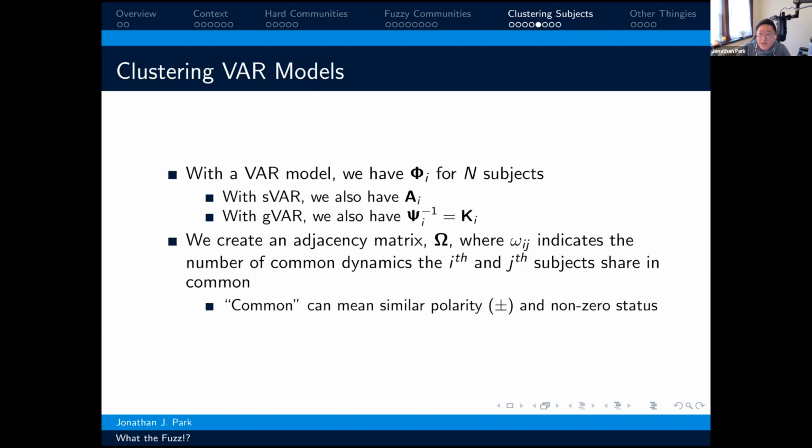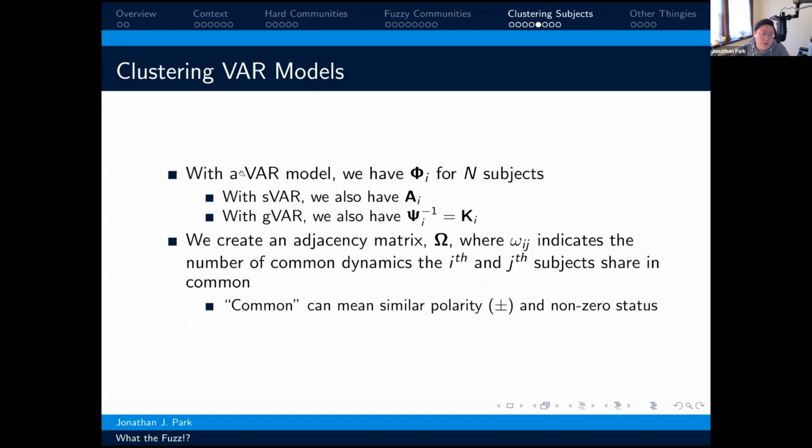Some subscripts would have it as phi 0. And then with the graphical VAR, we would also use the precision matrix. Technically, you could use the covariance matrix when you're clustering VAR models too, but I don't see that being done. So with the graphical VAR, we would use the inverse of the residual covariance matrix.